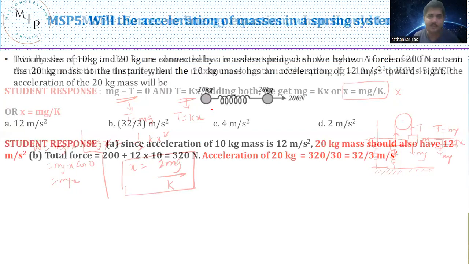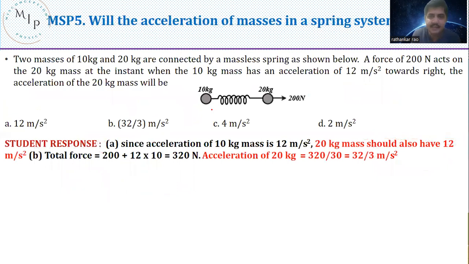And now let us look at one more example. Here is quite a different example, which is related to your free body diagrams. Now, two masses. Will the acceleration of the masses in the spring system be the same? This is the question here. Two masses of 10 kg and 20 kg are connected by a massless spring.